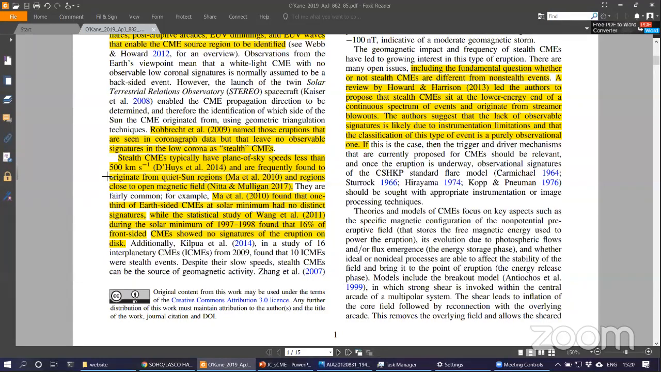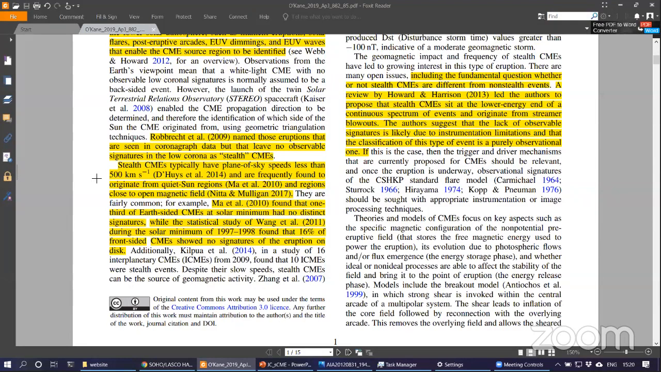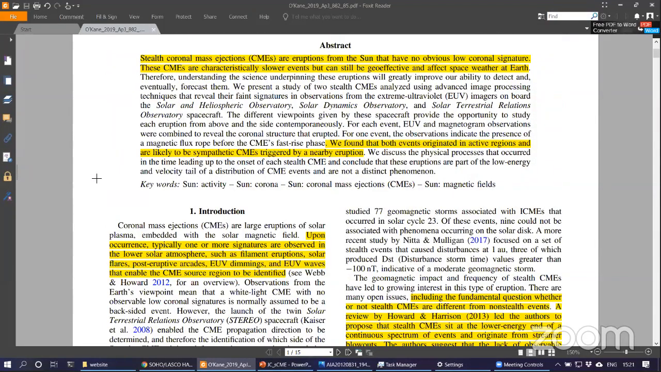Ritesh, are they stealth just because they are of less intensity, or is there any other reason why they are stealth? Only from their origin perspective. If we do not see anything on the disk where they are originating, they have been regarded as stealth. But other characteristics like kinematics, and in coronagraph they may appear as faint structures, are nothing so much different from the normal structured CMEs.